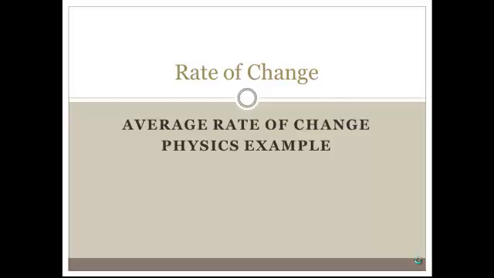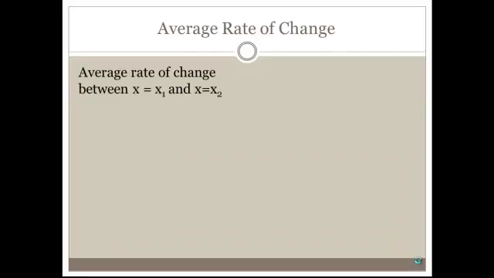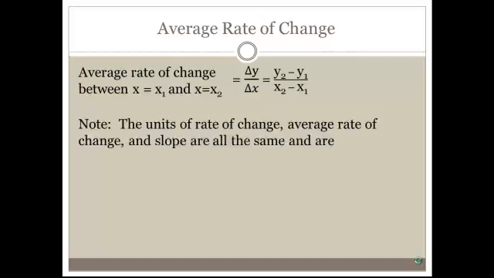Let's look at the average rate of change as it applies to physics. Recall that we defined the average rate of change between x1 and x2 as we did the slope. That is, the change in y over change in x, which is y2 minus y1 divided by x2 minus x1. Let's also remind ourselves that the units for rate of change, average rate of change, and slope are all the same, which are the units of y over the units of x.